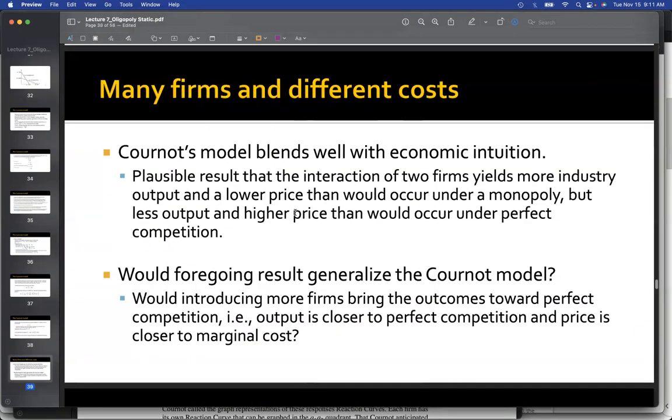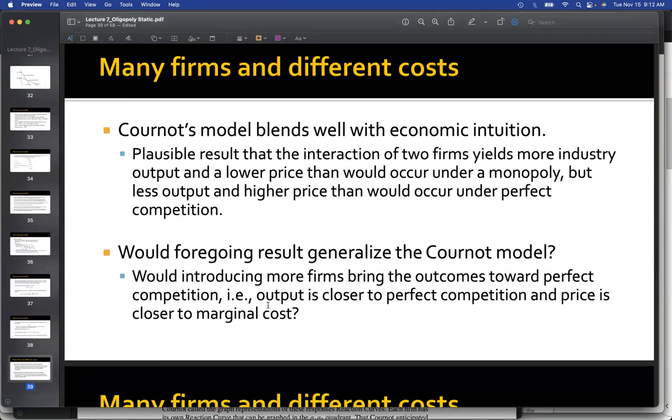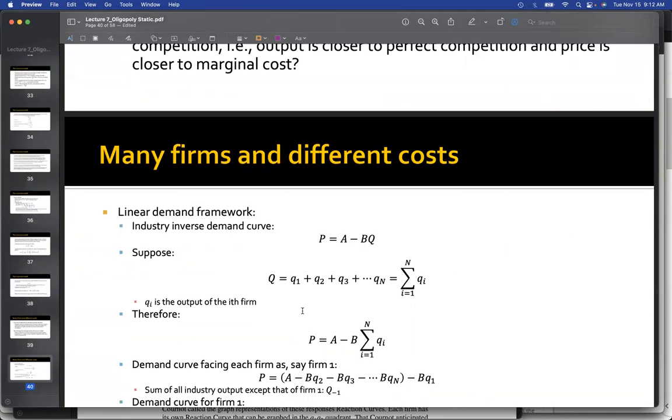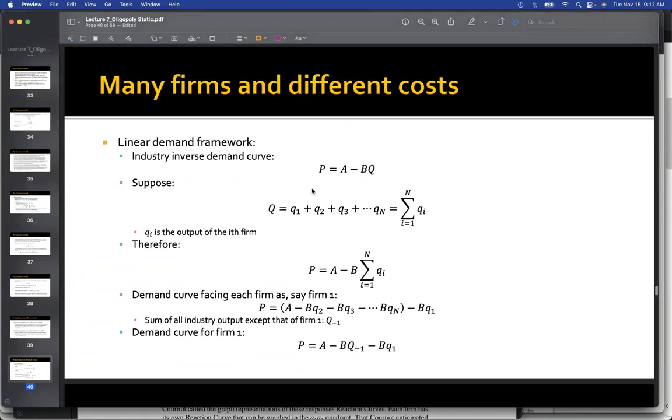Okay, so now we'll launch into many firms and different costs. Okay, so 2 firms yields more industry output and a lower price than monopoly, but less output and higher price than under perfect competition, which is exactly what we were just talking about. So would we generalize the Cournot model? Would introducing more firms bring it towards perfect competition? The answer is yes. Okay, so this is many firms.